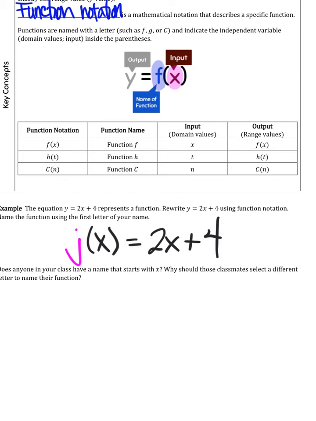You use your name or the letter of your name. Now, I will tell you, if your name starts with an X, you would put X first, of x, but that's very, very confusing. Saying x of x doesn't make a whole lot of sense when we're talking about math. So you would need to put a different letter for the input and the output, because this is confusing.